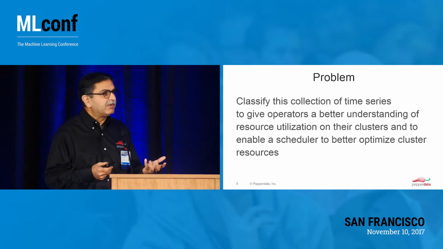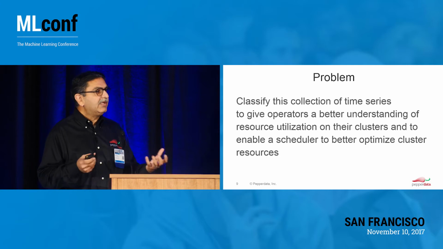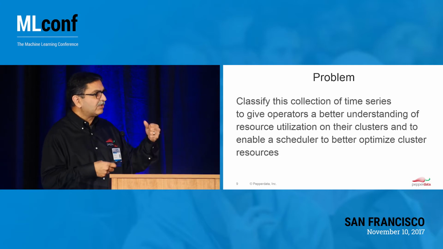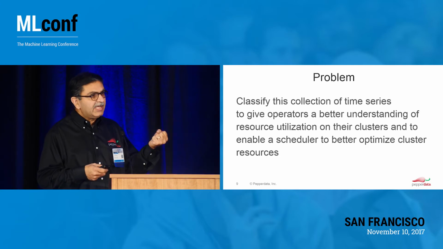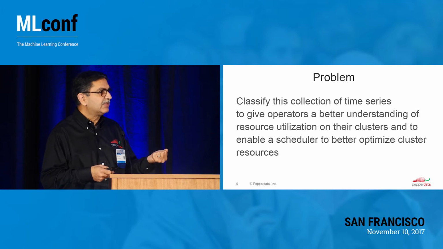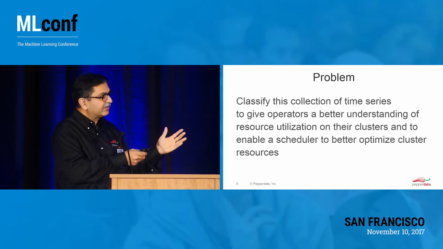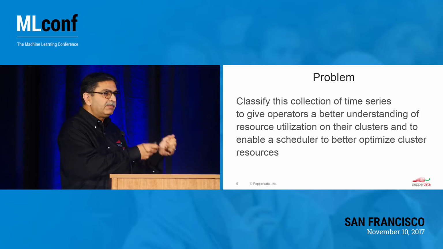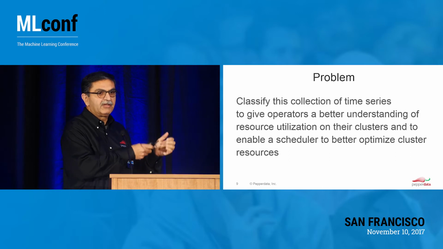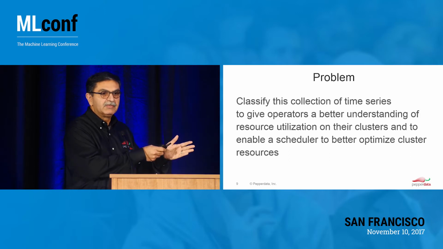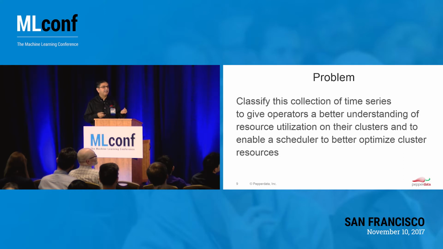So the problem that we want to solve is, how do I take all of this data that comes across all these different jobs and classify these jobs into clusters so that a scheduler can say the following: all of these jobs have the same characteristic, and therefore you probably don't want to put them to run at exactly the same time. And by the way, when I say a scheduler, often the scheduler is a human being, right?